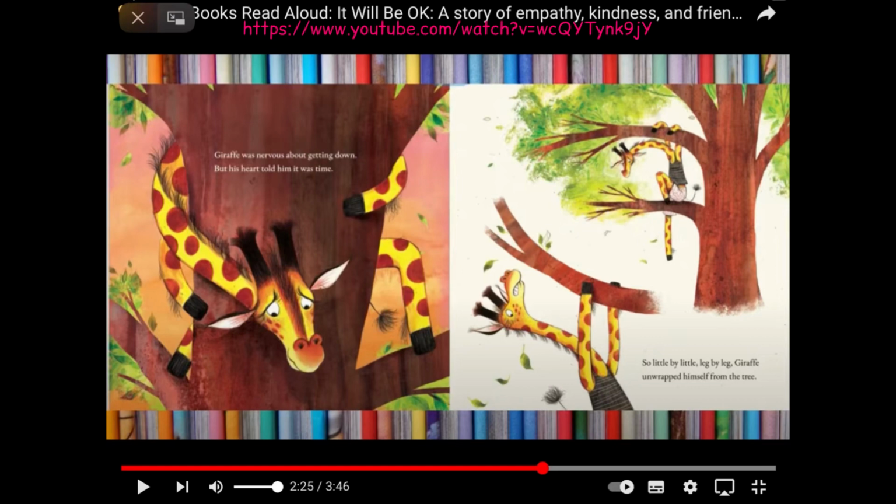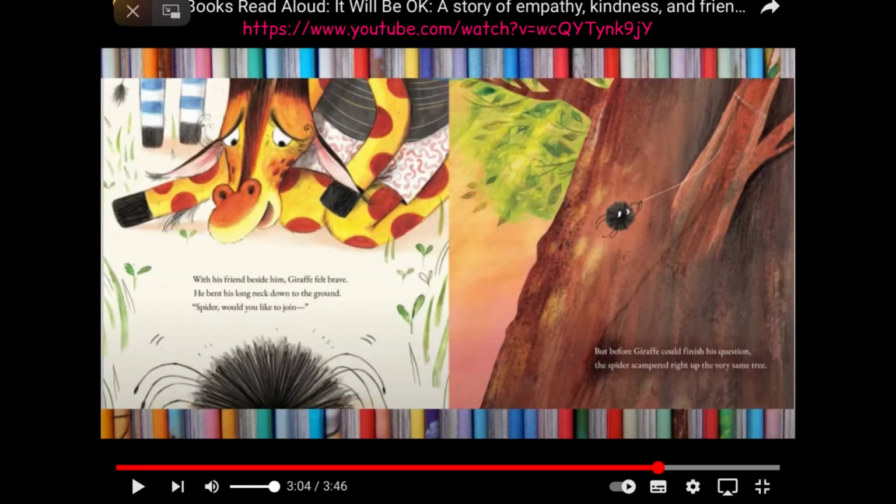When Giraffe couldn't see the spider anymore, he came down from the tree, but once more he saw the spider. Instead of hiding up the tree, Giraffe felt brave because he was with his friend. Giraffe was going to ask Spider a question, but the spider was afraid of Giraffe.